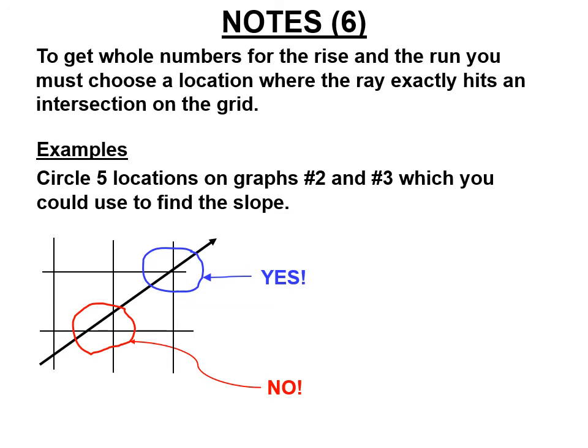So how did I pick the locations you saw on the last screen? I was going along, and I was not picking locations where the ray missed an intersection. What's an intersection, right? Where 2 roads cross, that is called the intersection. So you're looking where the ray hits an intersection. That's how you pick your points. And you can go back and look at the last two graphs and see that's where I picked my intersections.